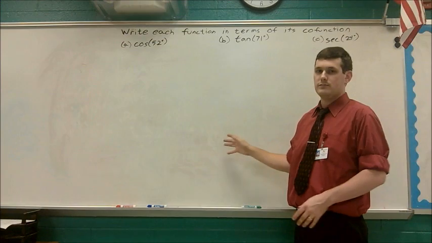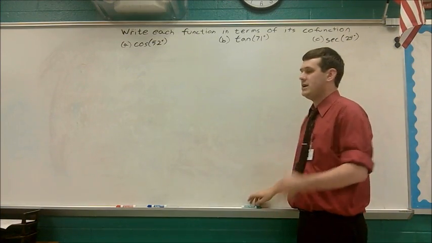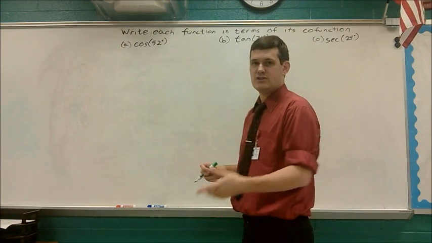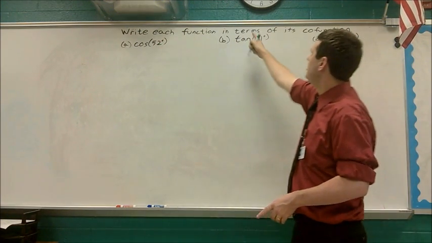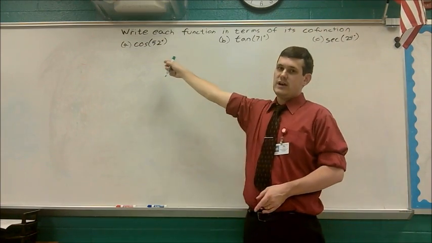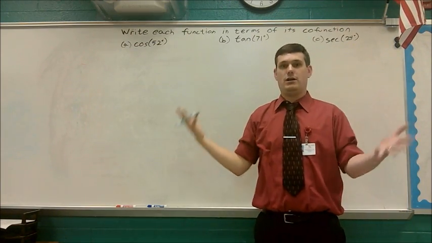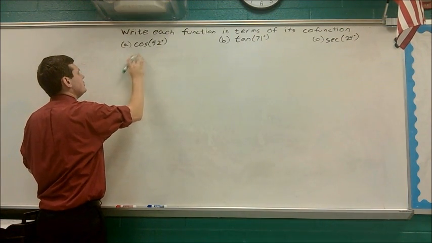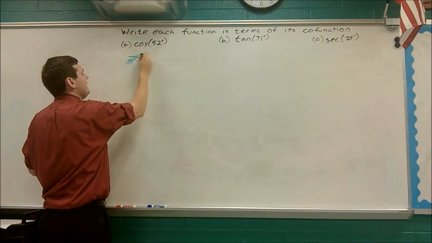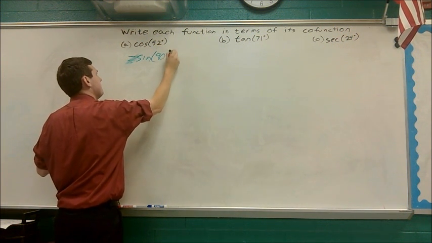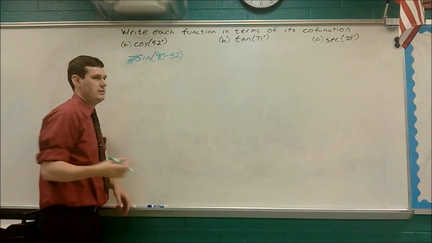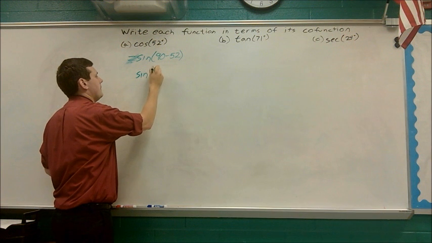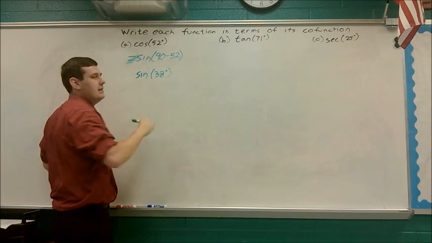Okay, so here are the three problems, the easy versions of what we're going to be doing with those cofunction identities. Cosine 52: I'm going to write each function in terms of its cofunction. Cosine's cofunction is sine, because you take away the co and you've got sine. So it's really easy to do. Cosine 52 equals sine of 90 minus 52. 90 minus 52 is 38. So sine 38 degrees. Done.